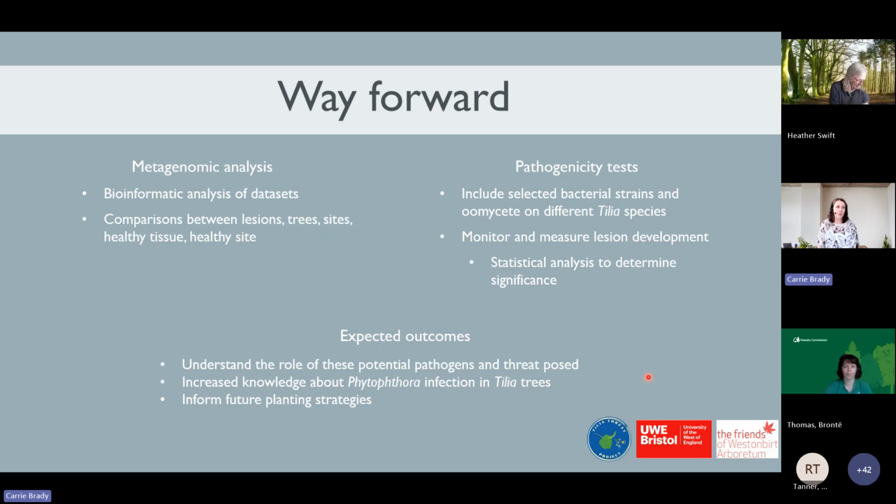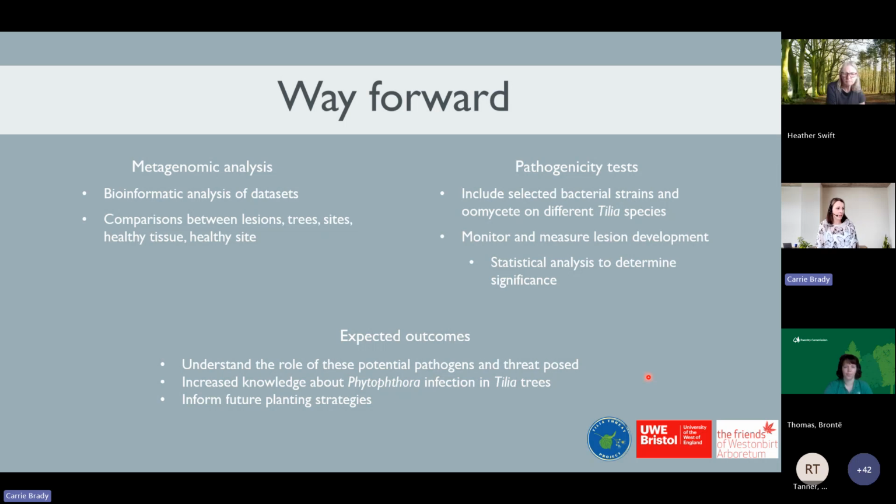We're then going to do pathogenicity tests. We will include selected bacterial strains as well as the Phytophthora oomycete, and we are going to attempt to do this on different Tilia species. We will monitor and measure the lesions that develop through inoculation of these trees and do some statistical analysis to determine if there's any significance.